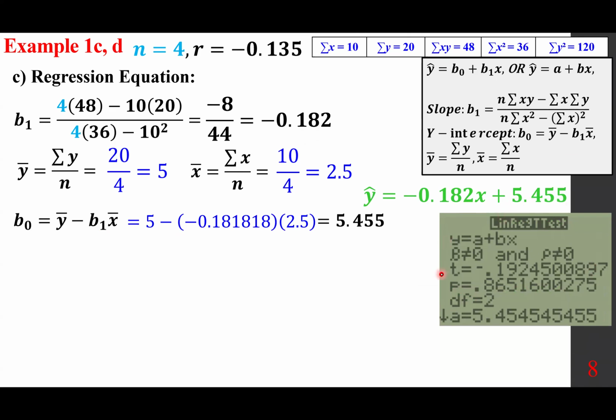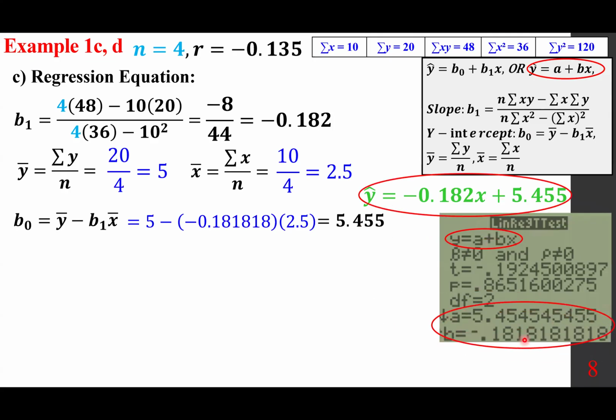I want to remind you, we did run the linear regression test in the beginning. And what do we find here? A plus bx. See, this is the formula they use in the TI calculator. Here's a. We notice a is the constant or the y-intercept, 5.4545, and it continues indefinitely. So if you stop here, it changes to 5. And this one, if you stop here, it changes to 2. And that's what we have here. So you have to round it to a certain degree.